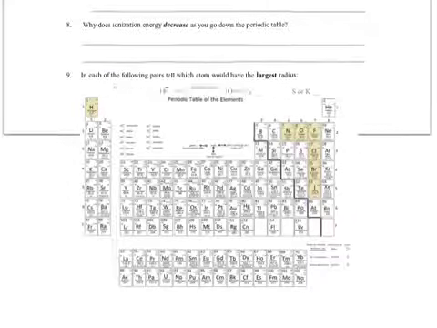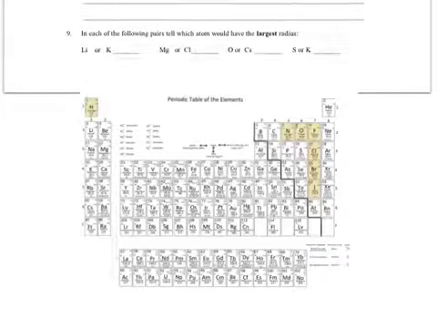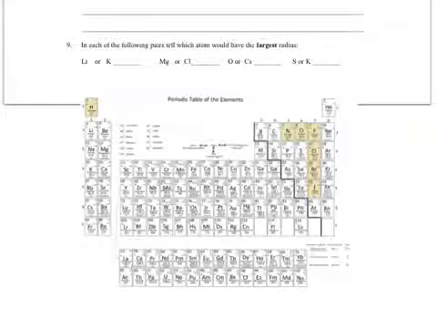And then number 9, in each of the following pairs, tell which atom will have the largest radius. In other words, which is the bigger atom. So our choice is lithium or potassium. Lithium has 2 energy levels, potassium has 4, so the answer is potassium.